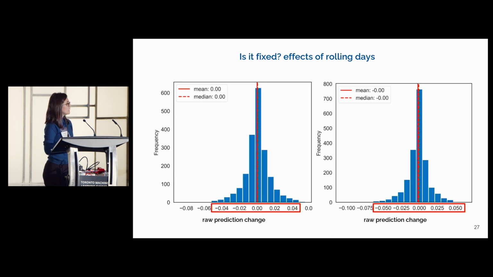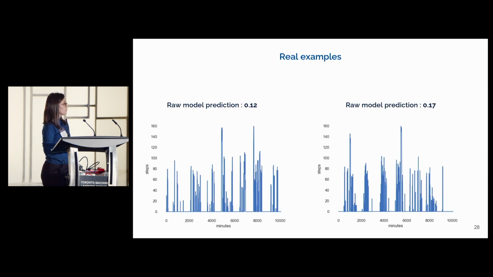For the experiment of rolling a different number of days of the week, again showing 2 different examples here, we saw that the raw model prediction change range this time is much smaller. This is 1/10 of what we saw before. So by repeating these experiments, we confirmed that the dependency on the order of the days is gone. We also looked at the real examples that we had from our colleagues, and this time we're getting a much more realistic and closer prediction for those 2 weeks of training.